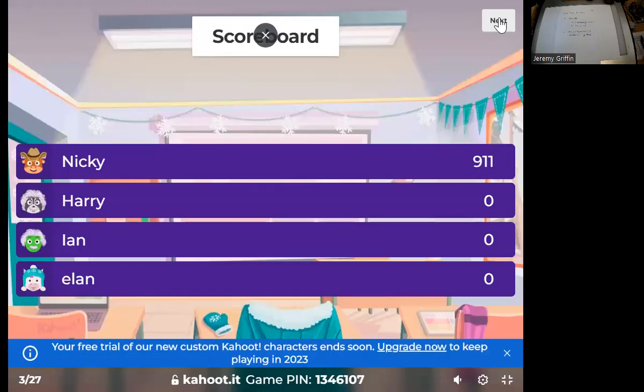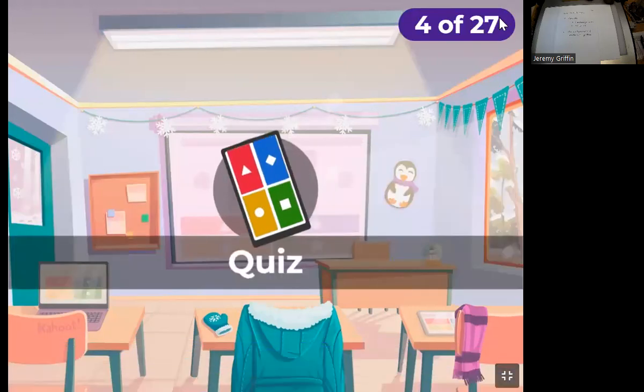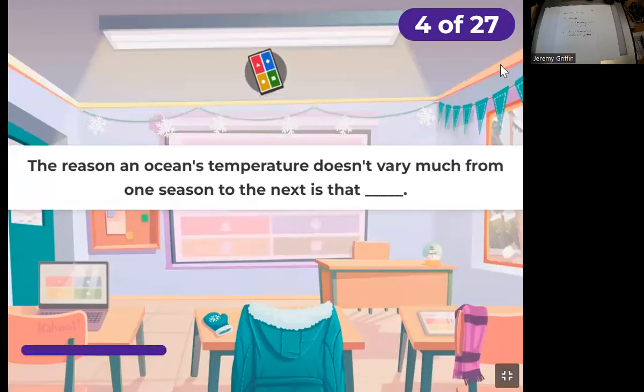So that's a material property. Water is 4.18 joules per gram Kelvin. That's the reason an ocean's temperature doesn't vary much from season to season.